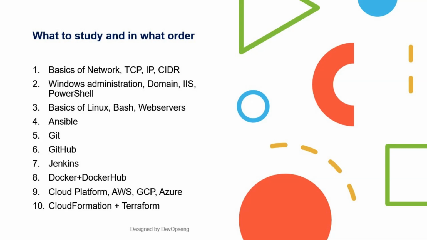Next, 2. Windows administration. This includes domain. Windows domains are typically used on large networks, corporate networks, school networks, and government networks. IIS, Internet Information Services, is an extensible web server created by Microsoft for use with the Windows NT family. IIS supports HTTP, HTTPS, FTP, FTPS, SMTP, and NNTP.